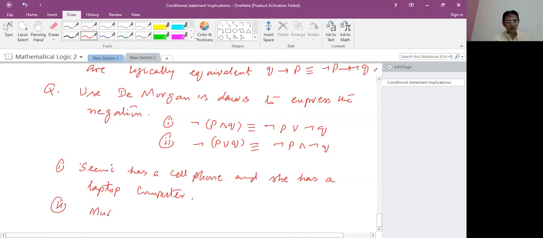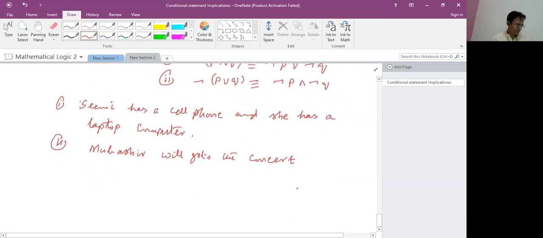Now the second statement: Mubashir will go to the concert or Shahriyar will go to the concert.